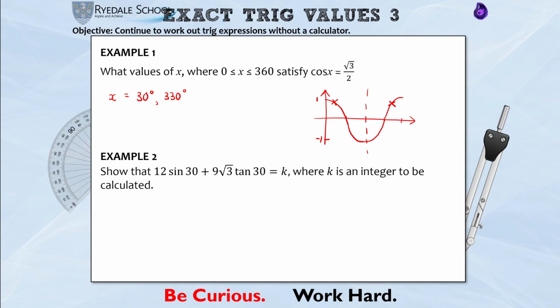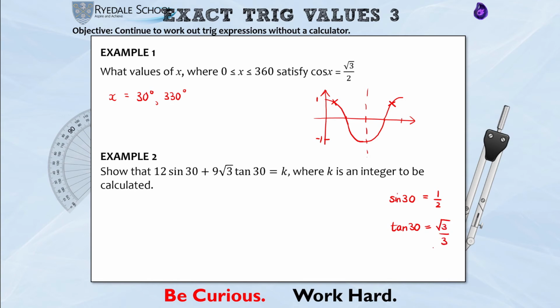Example 2 is a substitution. It says show that 12 sine 30 plus 9 root 3 tan 30 equals k, where k is an integer to be calculated. So what I'm going to do first is I'm going to write down at the side the ones that we are using, sine 30 and tan 30, and what they are equal to. And then we are just going to substitute those values in. So sine 30 is a half. You might recall tan 30 is one that I sometimes get wrong, but that is root 3 over 3.